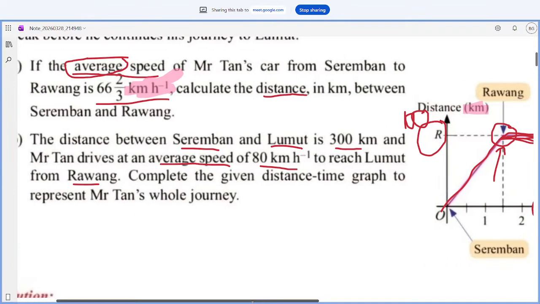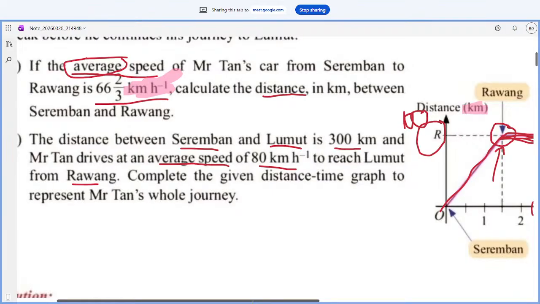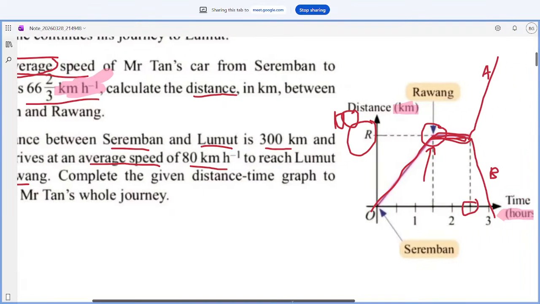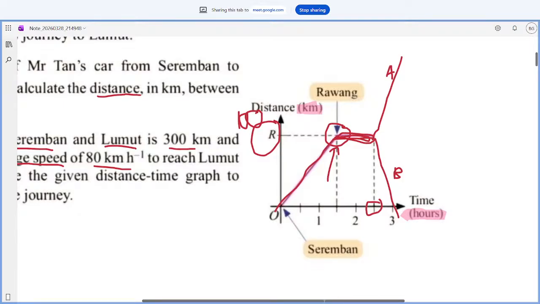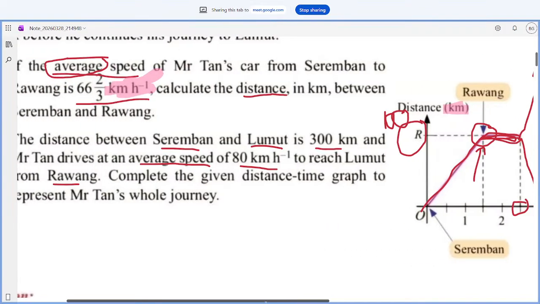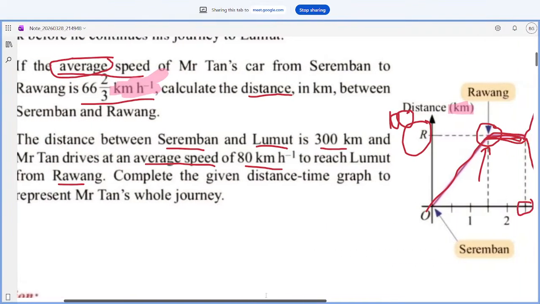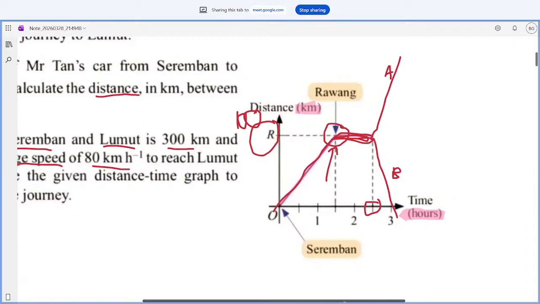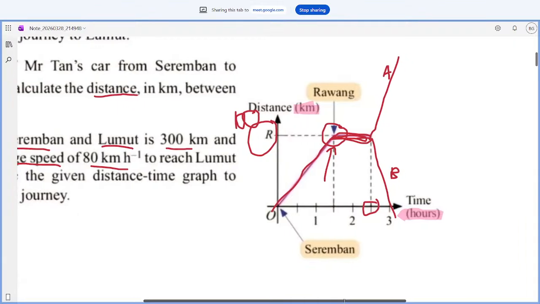Okay. The situation is 300 km, Seremban dan Lumut, dan laju purata kena 80. So you guys think logic. Which is the correct graph? No more answers, tak ada jawapan lain. Okay, so the answer is actually A. Okay, jawapan dia adalah A, guys. Do you all know why is A? Kamu tahu tak kenapa jawapan dia A?